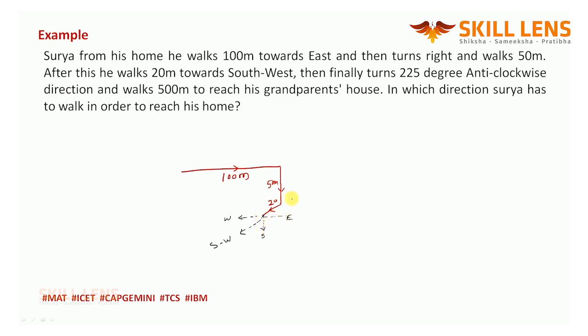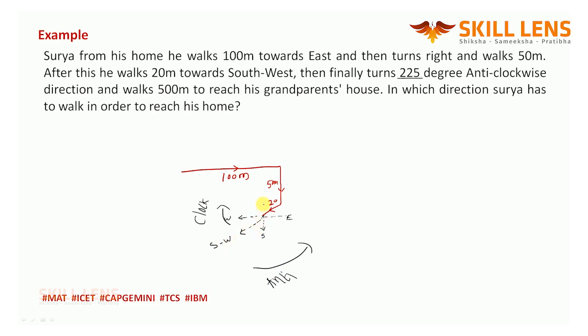Now what he is doing is important. If he goes straight, he will be moving towards southwest. Then finally he turns 225 degrees anti-clockwise. Guys, look here. Now he is moving in this direction. This direction is clockwise, so this direction is going to be anti-clockwise. So can I say here, the straight one?